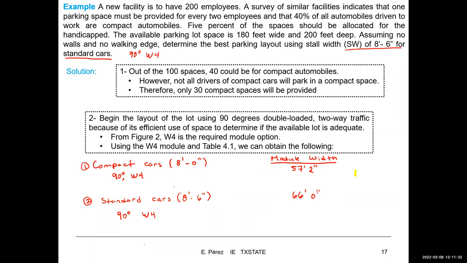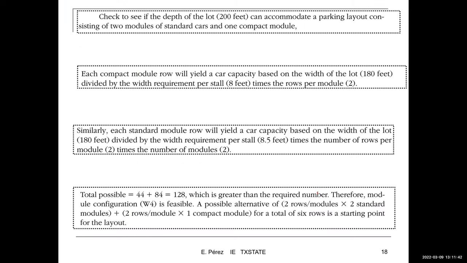Any questions about this? So we got the size of the cars that we're gonna be designing for, compact cars and standard cars, and we are gonna move forward from here. So we're gonna check to see if the depth of the lot, 200 feet, can accommodate a parking layout consisting of 2 modules of standard cars and 1 module of compact. The reason we are doing that is to see how many modules we can fit, and then based on the size, we know how many spaces we're gonna have available.